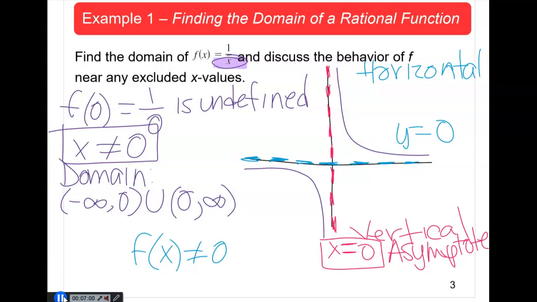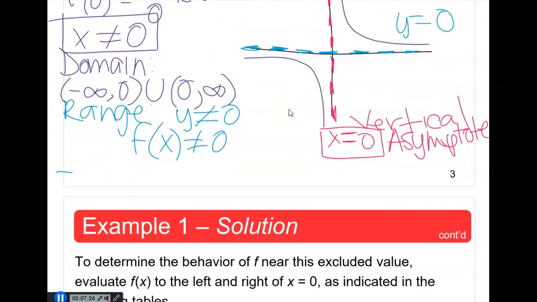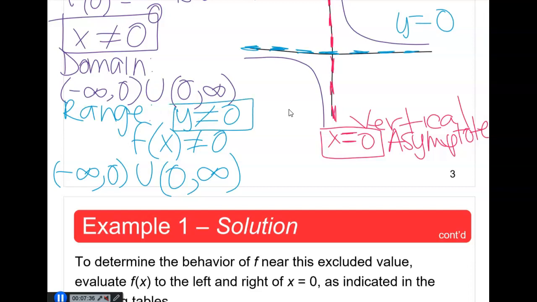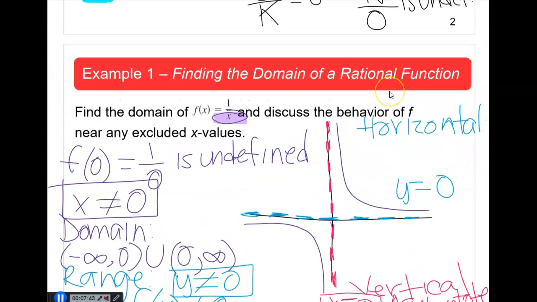And so for that reason, the range, which is the y values, we could say y will not equal 0, or if we write that in interval notation, that will be from negative infinity to 0, union 0 to infinity, because we're excluding y equals 0, so that's why we use the parentheses. So that would be the horizontal asymptote.